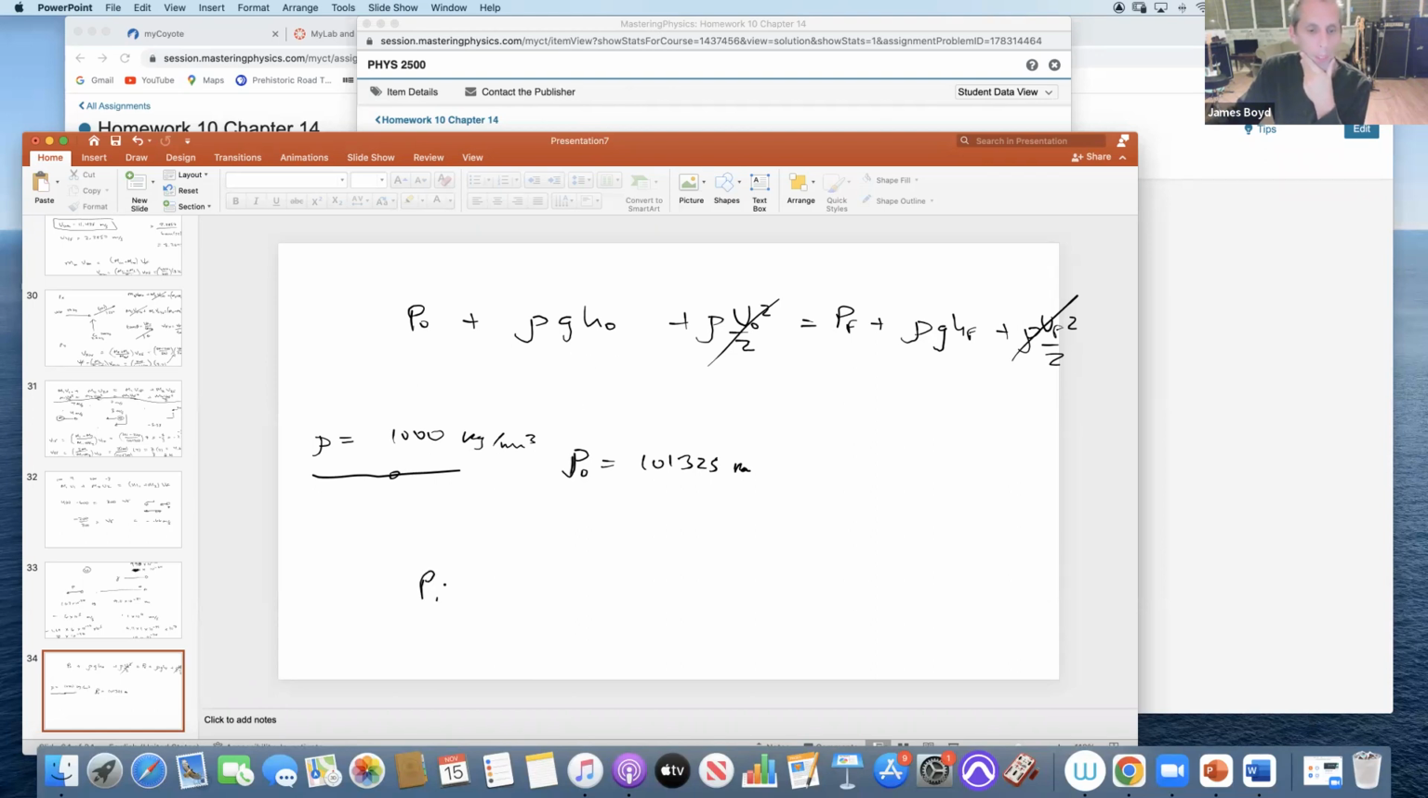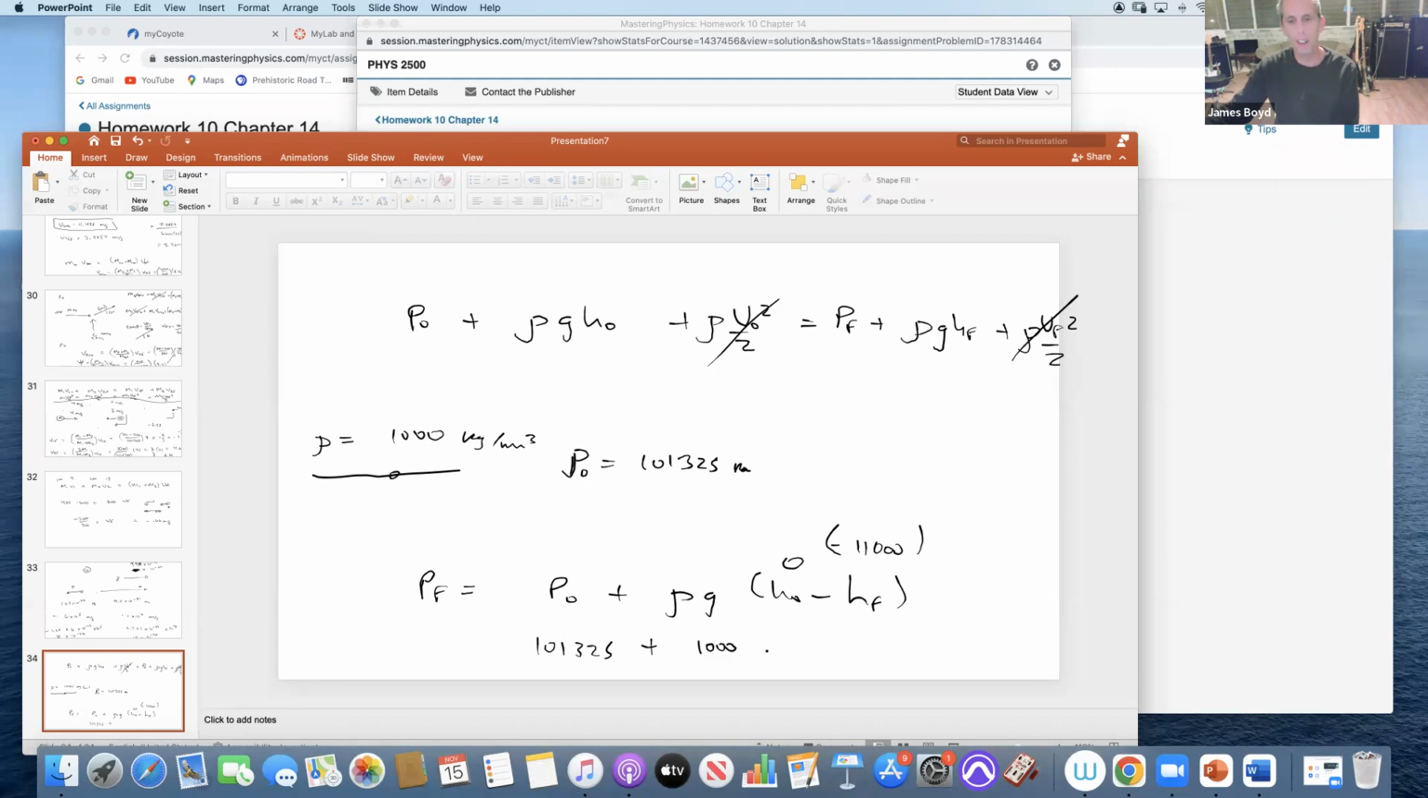Our final pressure is what we want. That is P initial plus rho g times h initial minus h final. H initial is 0. H final is 11 kilometers, 11,000. So what we get is 101.325. I think I have that backwards. Oh, no, I don't. This is 11 kilometers below, so it's a minus minus.